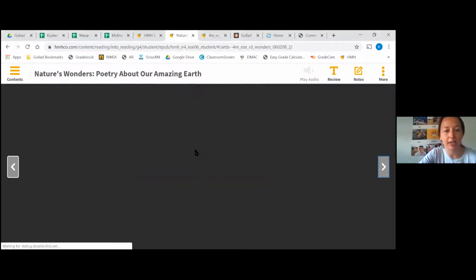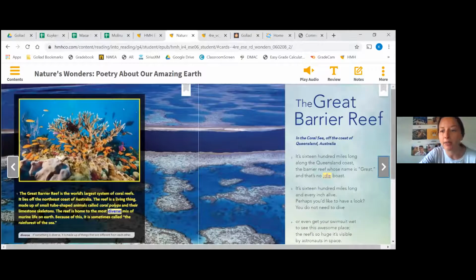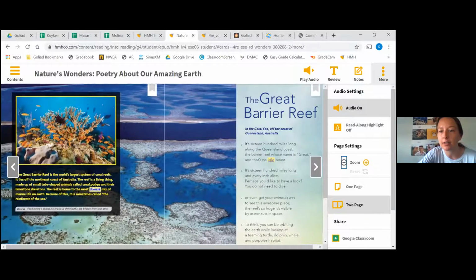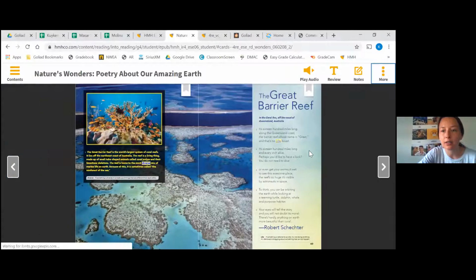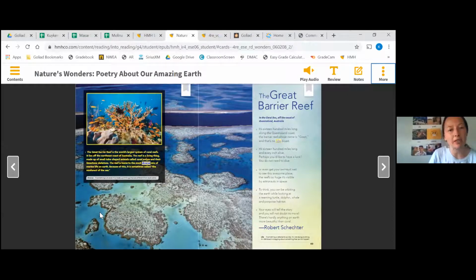I hope y'all enjoyed these collections of poems. All right, let me try to zoom out here so y'all can see. Can y'all see the full book? Okay, thank you. All right, guys, so look on this page. I want to know what words tell you how the poet feels about the Great Barrier Reef. What shows you how he feels? Go ahead and unmute yourself whenever you have an answer.